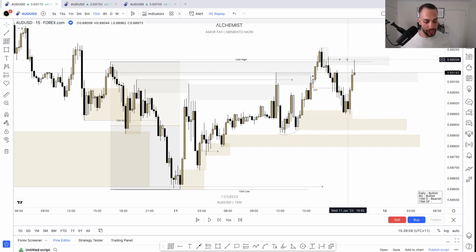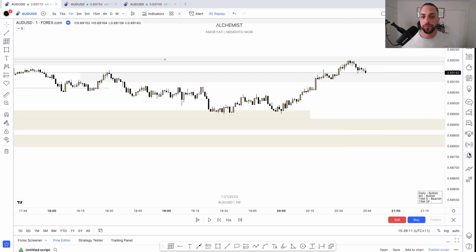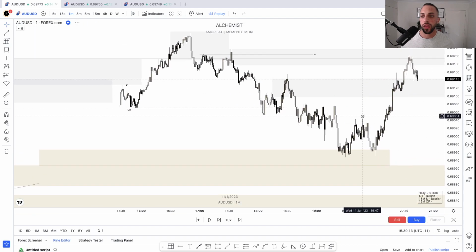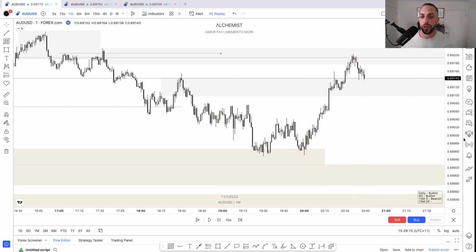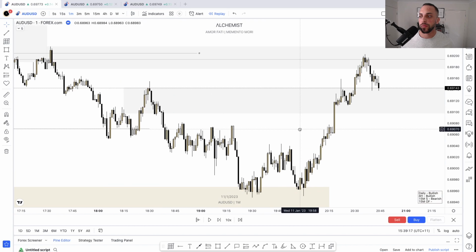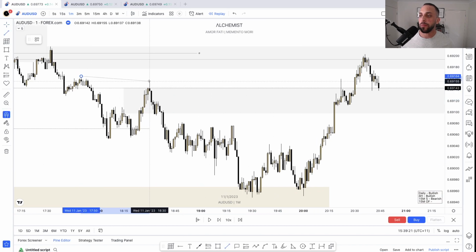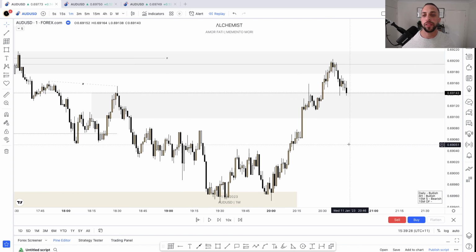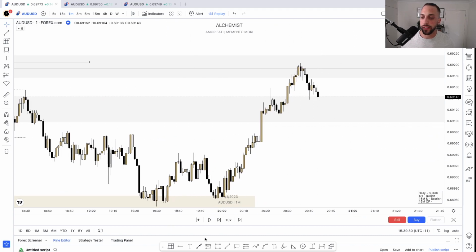Beautiful. So once tagged into here, we can go down to the 1 minute, and we can have a look at what we've got. Now again, I'm not going to get into the liquidity models, but we do have one here. So we had liquidity resting there, and that has been taken.